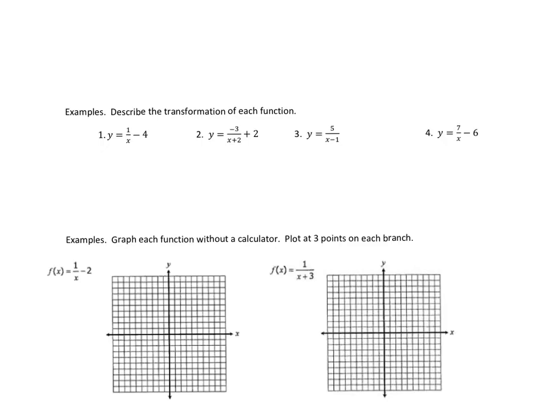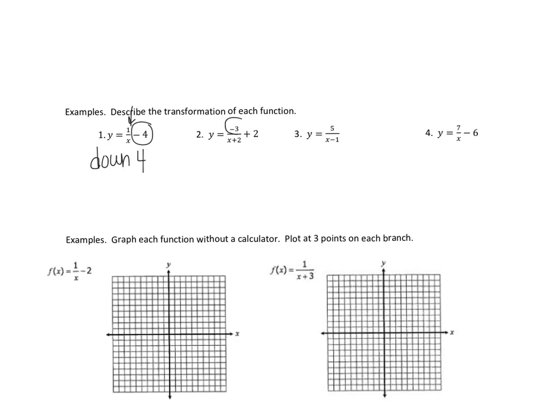Okay, in this one we're going to describe each transformation, so reflections, translations, vertical stretches, and shifts. So this one has not been reflected because the a is positive. And it's only been translated down 4. So I just write down 4.